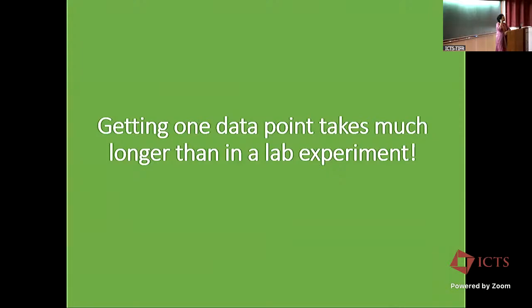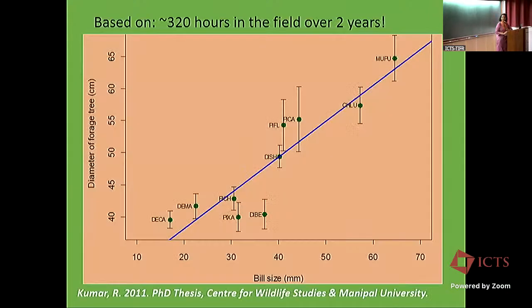The third way in which ecology is very different from lab experiments is that one data point can take much, much longer than in a lab experiment. So this graph that I showed you earlier is based on 320 hours in the field over 2 years of sampling.